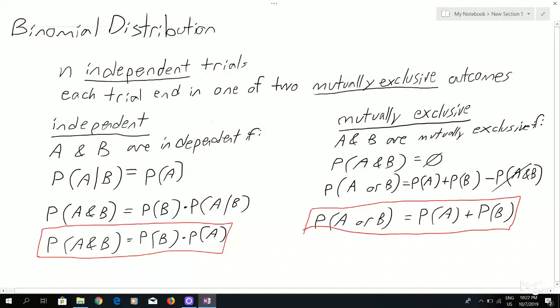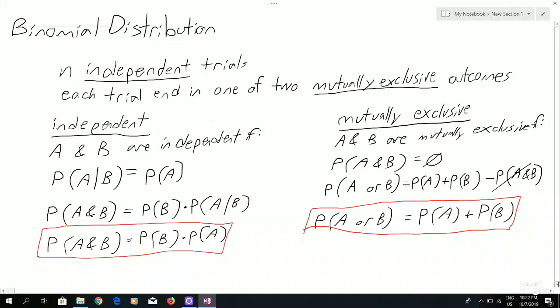Now, why this is important is because when we're dealing with a binomial distribution, we have n independent trials, which is the first case here. We're talking about independence. In independent trials, the probability of 2 events happening is the probability of one multiplied by the probability of the other. And each of those trials ends with one of 2 mutually exclusive outcomes. When we're dealing with mutually exclusive outcomes, then the probability of one or the other happening is the probability of one plus the probability of the other.